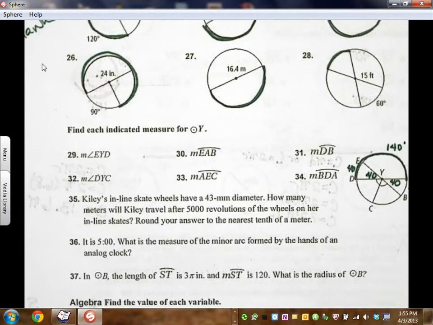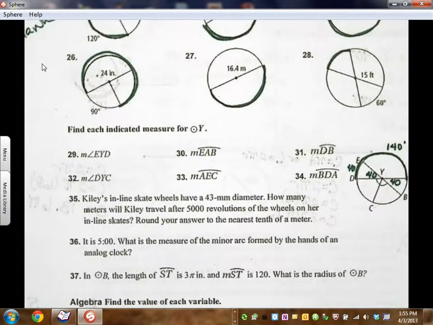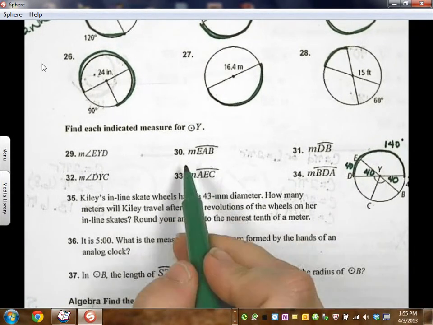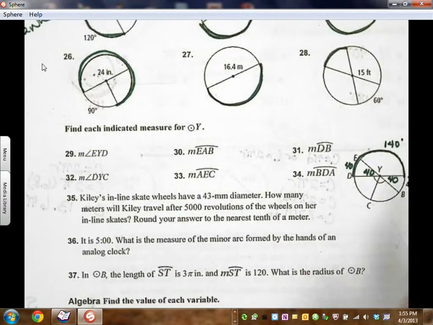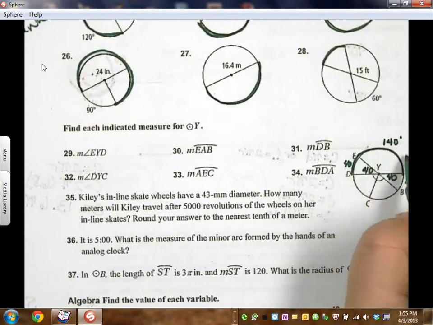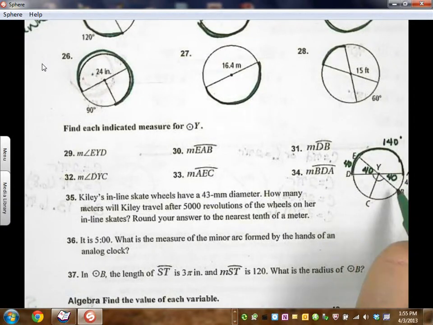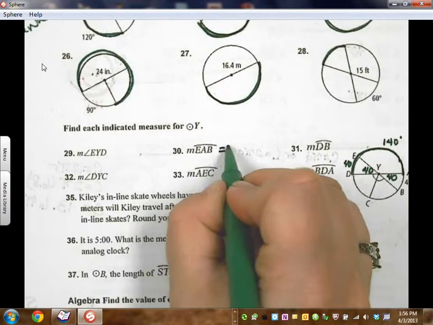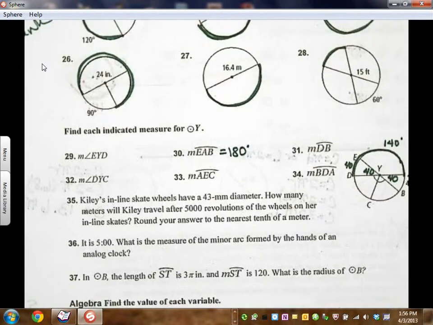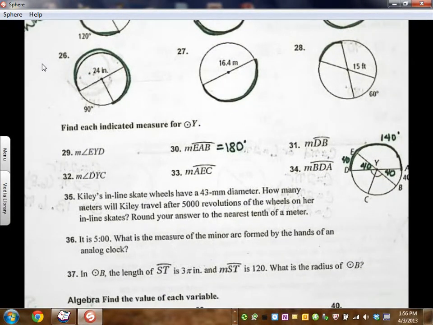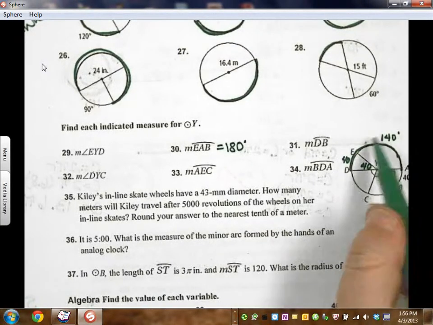Let me look here at number 30. At number 30, EAB. Oh yeah, I can do that one. EAB is going to be 140 plus 40. So I know that angle is 180 degrees. That arc is 180 degrees. 32, DYC, well, that's one of the ones I just told you need to solve for. And 34, BAD. Oh, I'm sorry, BDA.